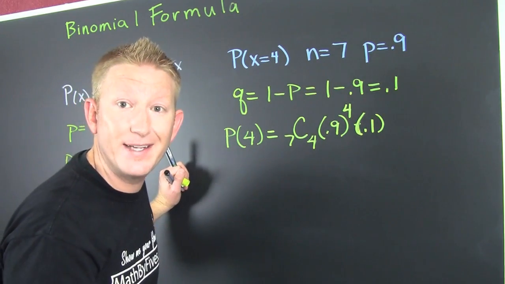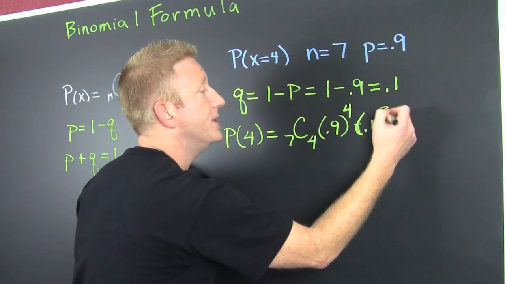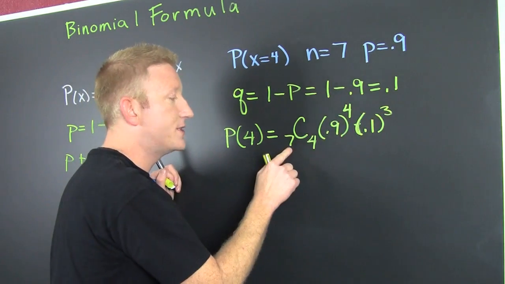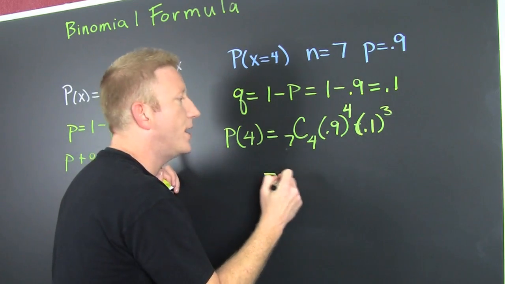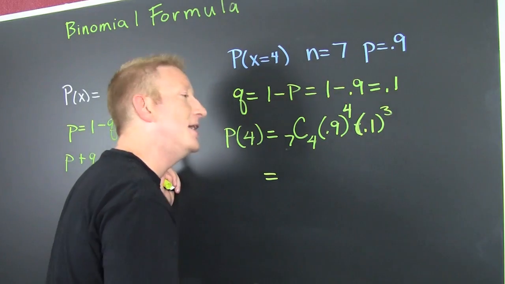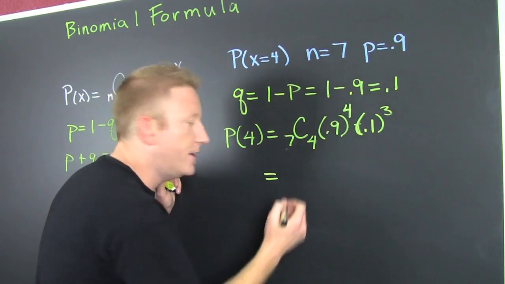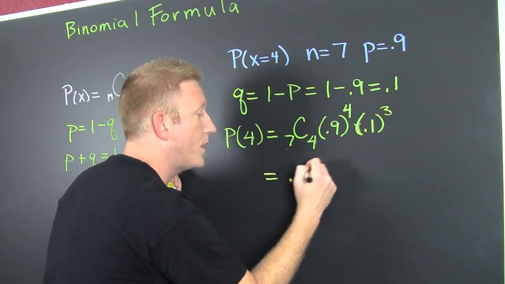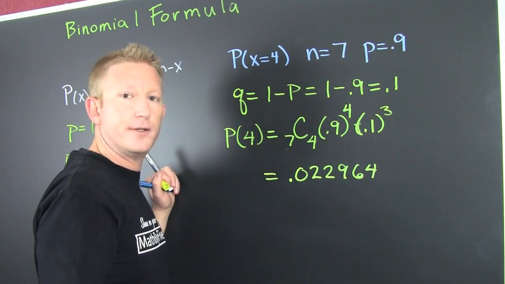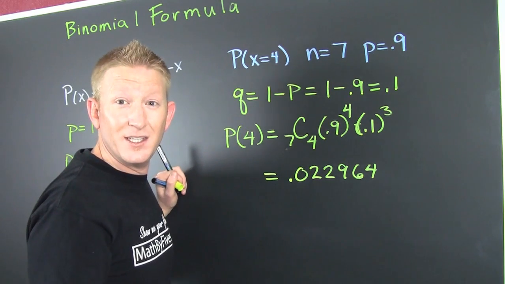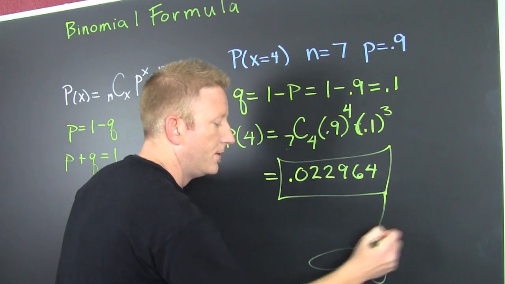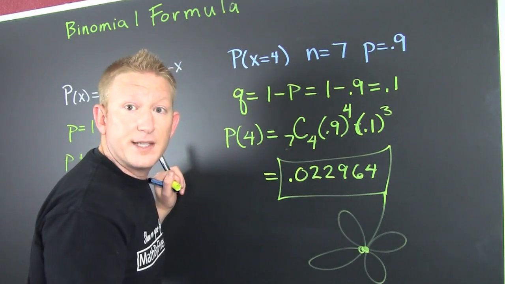Now what do I add to 4 to get 7? 3. Why? When you add these two, it's always going to add up to be n. What does this say? Win 4 times, lose 3 times. You throw it into your calculator and you find that's going to be 0.0229664. Sure. And then what?